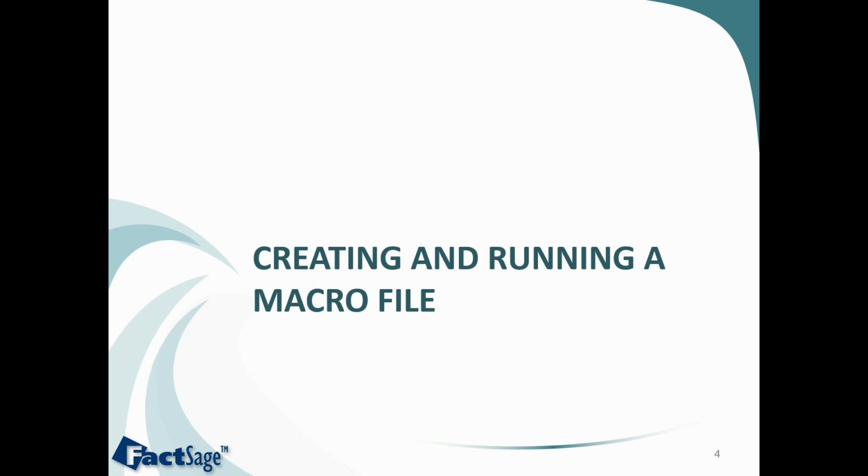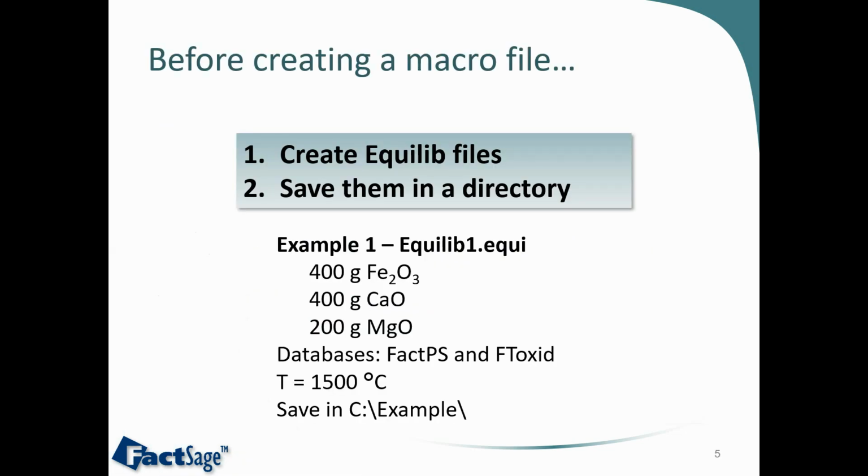So how do we create a macro file? Well, macroprocessing will open only an existing equilibrium file. It will not create it for you or select appropriate conditions for you. Therefore, the first thing to do is to create an equilibrium file in which reactants, products, and conditions have been entered and stored. As a first example, we are going to create a simple equilibrium file with the following conditions.